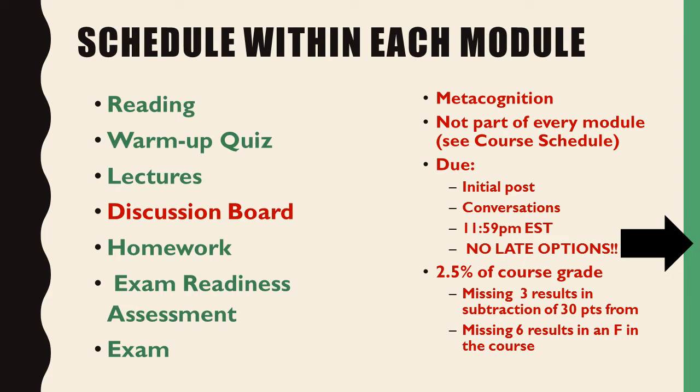That means that you must have responded to the prompts by that date. At the end of that date, I'm going to open it back up and set a new due date 2 days later. That's the due date for you to have your conversations and your responses to your classmates. So we have 2 due dates. You're only going to see one on the calendar.